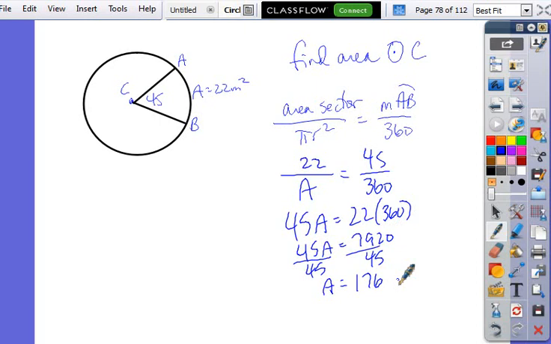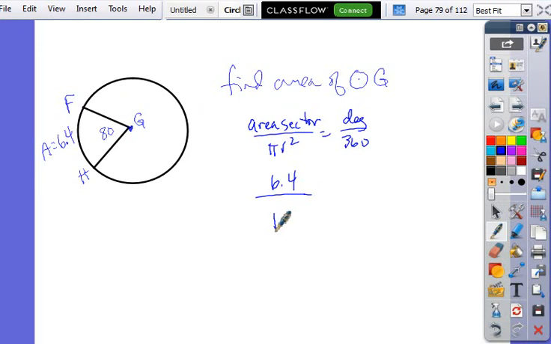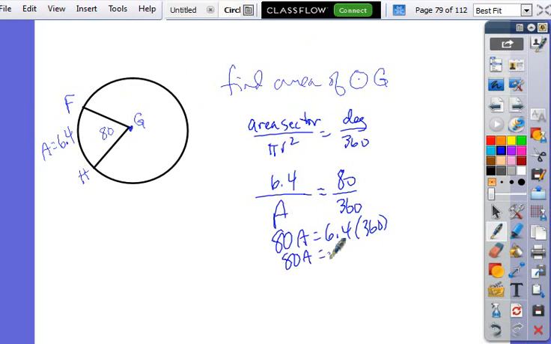All right, same process. I'm going to do the area of the sector over pi r squared, degree over 360. The area of the sector is my 6.4. I'm going to take out the pi r squared and put in A because those are the same thing. Degree always goes over 360. Do my cross multiplying. What is the 6.4 times 360? 2,304. Then divide by the 80. 28.8.